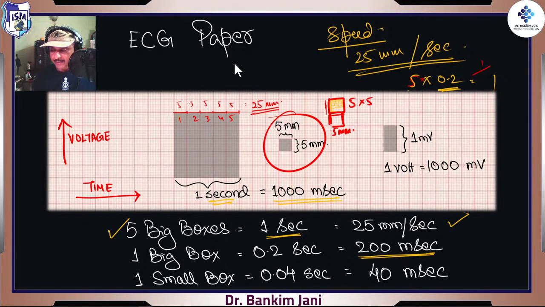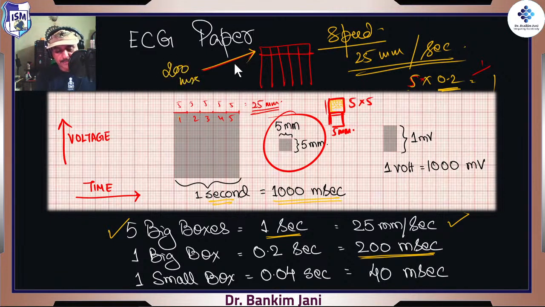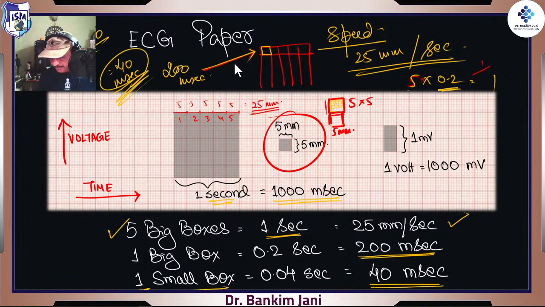Now things are not ending at this point. There is one more thing. This big box has even smaller boxes inside. If one big box moves in 200 milliseconds, in what time frame does one small box move? 200 divided by 5, that means 40 milliseconds. That would be the time needed to travel one small box. So one small box is 40 milliseconds, which is 0.04 second, because it is divided by 1000. So that's how these boxes move.